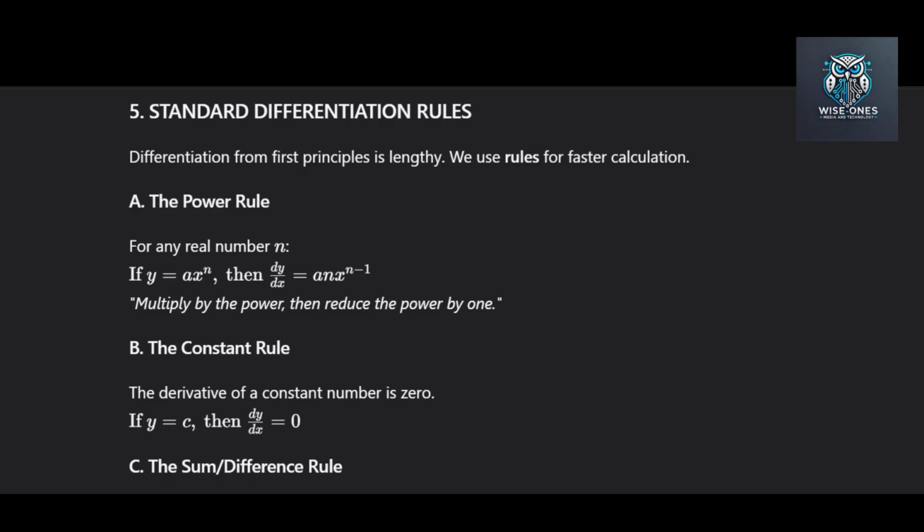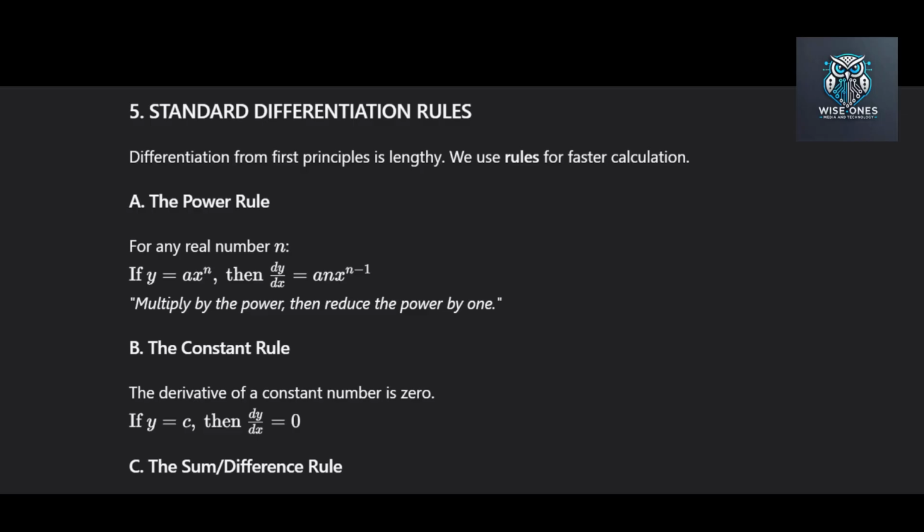Number 5, y equals 1 over x squared. This looks tricky, but we rewrite it as a power first. 1 over x squared is x to the power of negative 2. Now apply the power rule. Bring down negative 2. Power becomes negative 2 minus 1, which is negative 3. So dy/dx equals negative 2x to the power of negative 3. We can write this as negative 2 over x cubed.